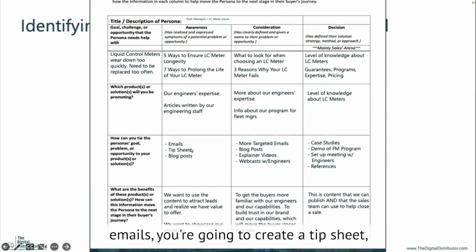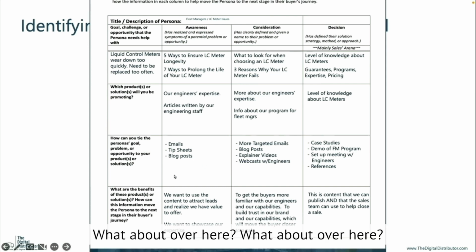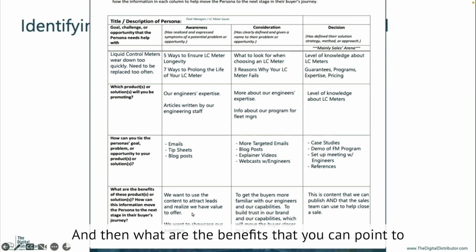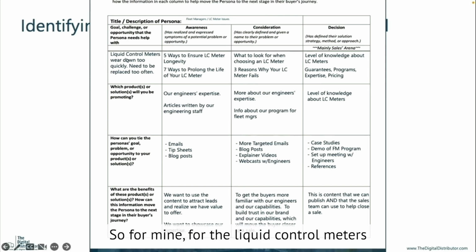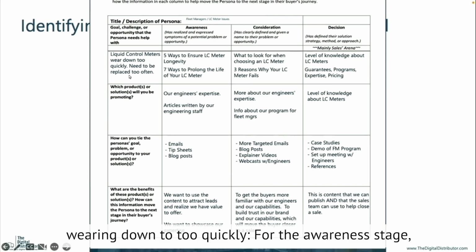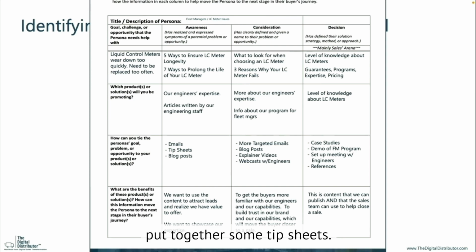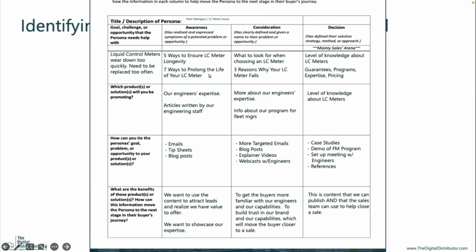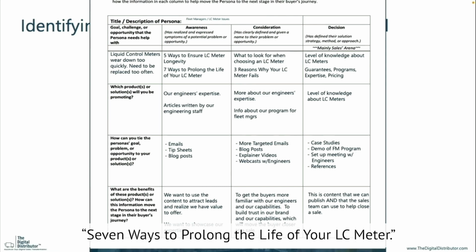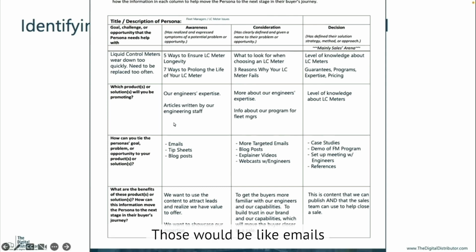You're going to write emails, you're going to create a tip sheet, you're going to do some blog posts. What about over here? What about over here? And then what are the benefits that you can point to move your buyer toward the solution? So for mine, for the liquid control meters wearing down too quickly, for the awareness stage, I thought we would write email, put together some tip sheets, 5 ways to ensure your LC meters longevity, 7 ways to prolong the life of your LC meter. Those would be like emails or tip sheets or blog posts or all 3.